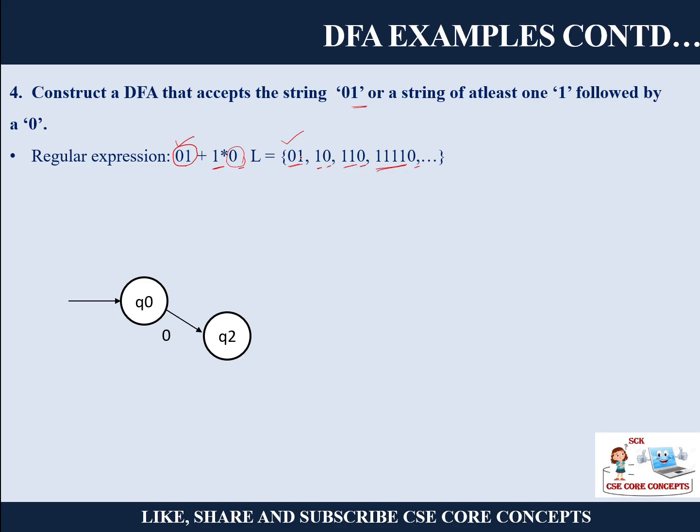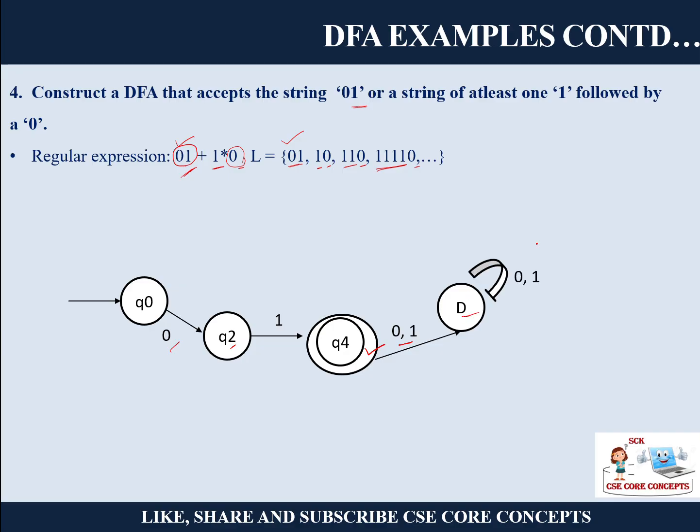So first let us make for this one, right? Simple one. So when you put 0, you go to the next state. Then you put 1, you reach the final state. So the string 01 is accepted, right? Now, after this 01, if you put anything, you will go to a dead state, right? It does not matter whatever you put.